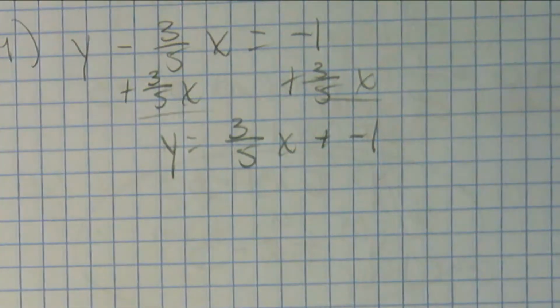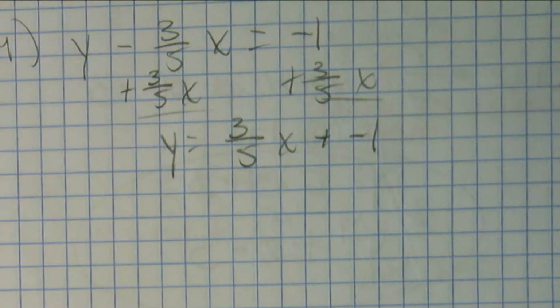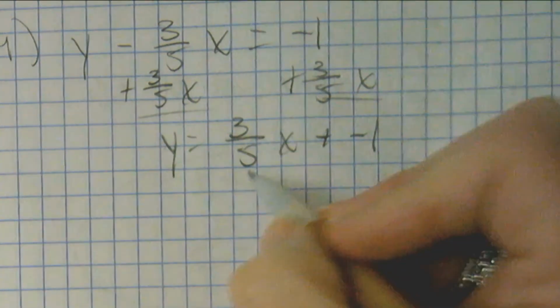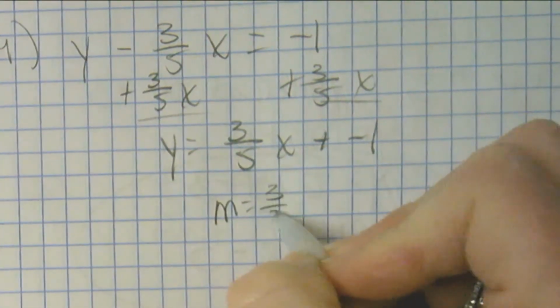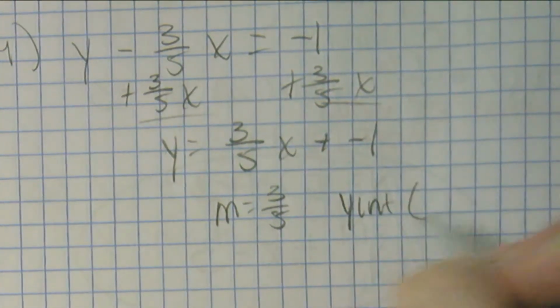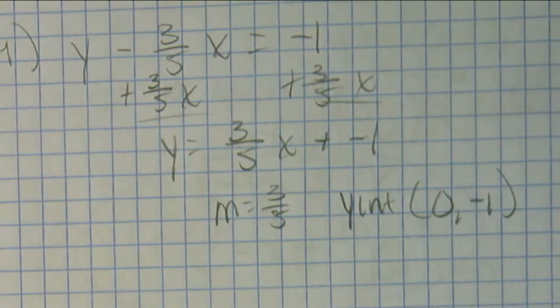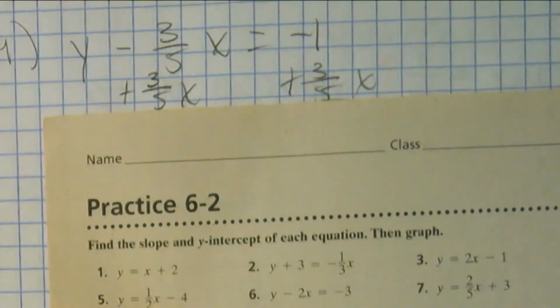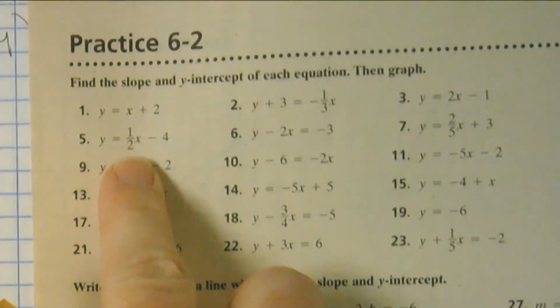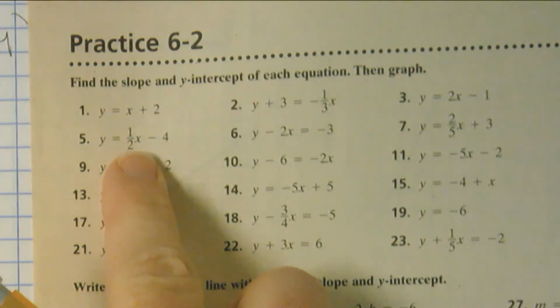Someone tell me, what's my slope? What's my y-intercept? Come on, you guys. Matthew? Excellent. 0, negative 1. For number 5, what's my slope? What's my y-intercept? Colin, what's my slope? What's my y-intercept for number 5?